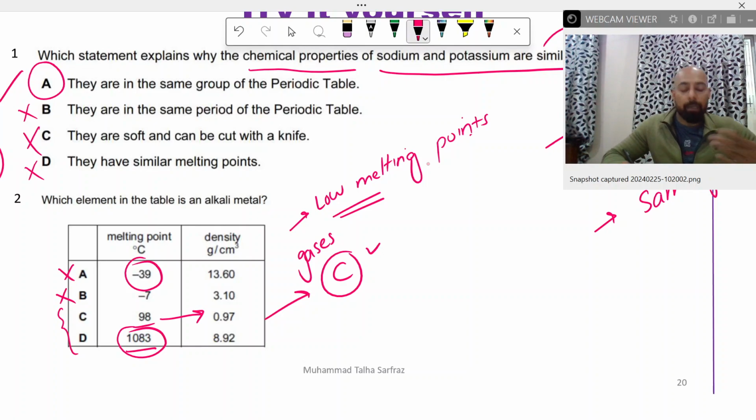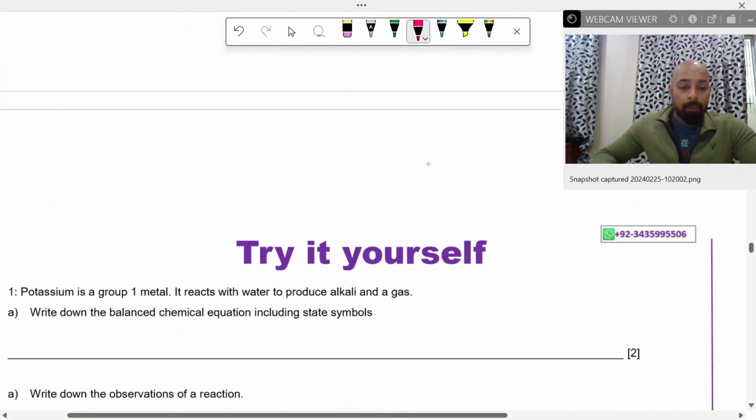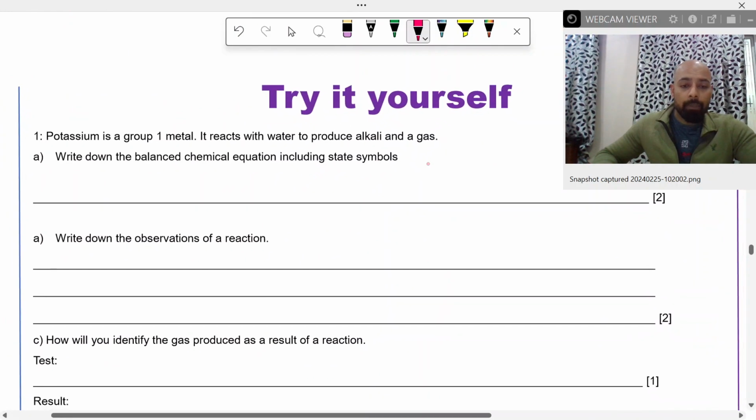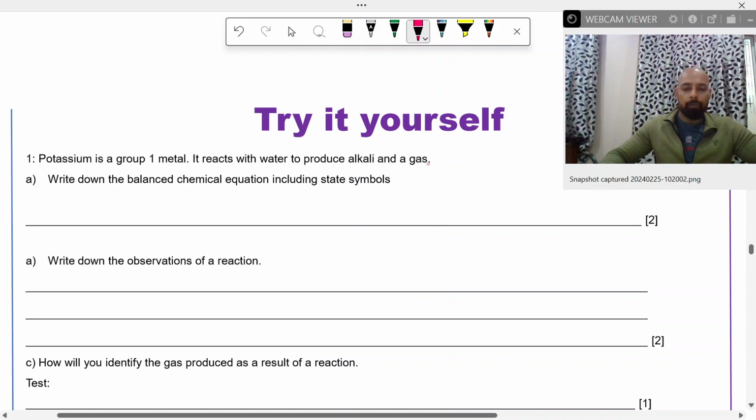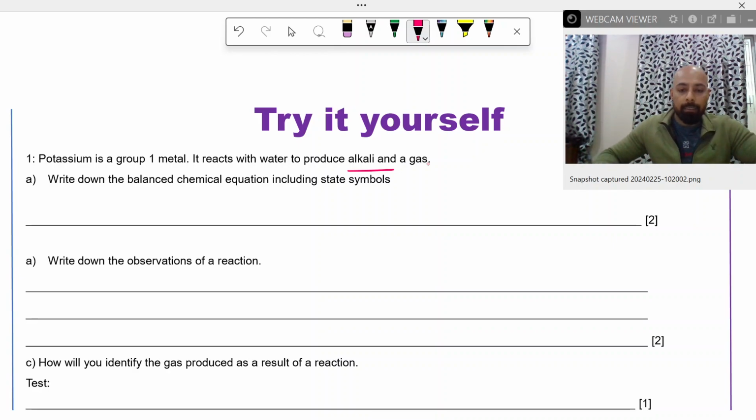So once again you can just pause the video, try to do these questions by yourself in order to have a better understanding of what we have just studied. Okay, all right, next we have some other questions. Try it yourself again. Make sure you pause the video and do these questions by yourself. Okay, potassium is a group 1 metal. It reacts with water to produce alkali and a gas. All right, write down the balanced chemical equation which includes the state symbols.